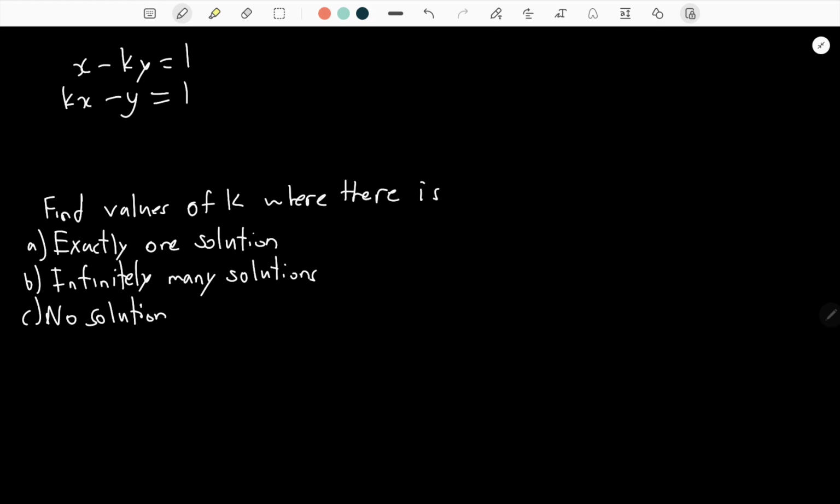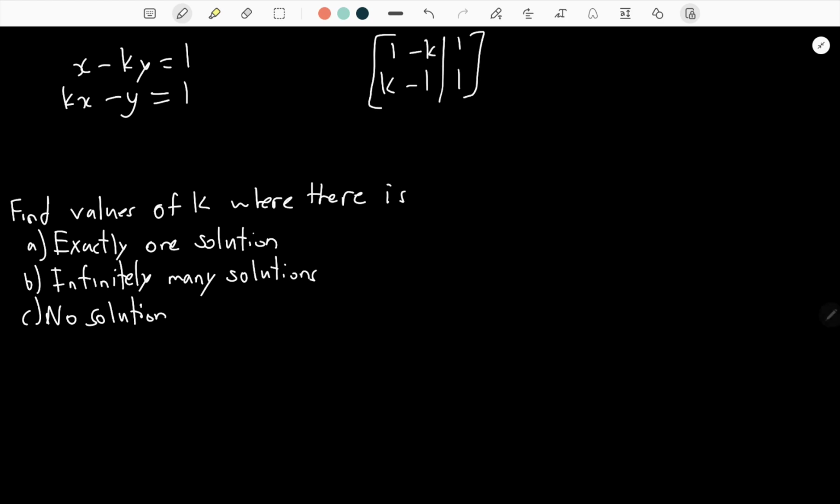So this is the last example we'll be doing. We have a linear system, which is x minus ky is equal to 1 and kx minus y is equal to 1, and we're supposed to find values of k where there is exactly one solution, infinitely many solutions, and no solution. So let's start with this. The first step is to write the augmented matrix, which is this, and now we need to find the REF. So we need to get rid of k. How will we do that?